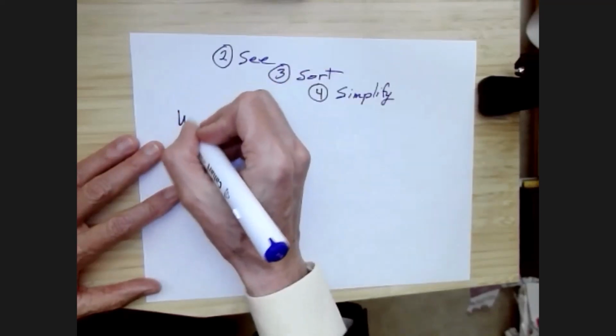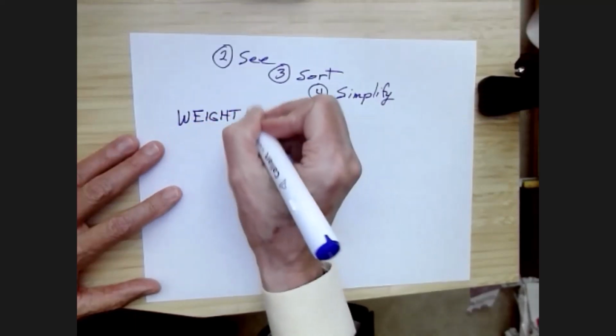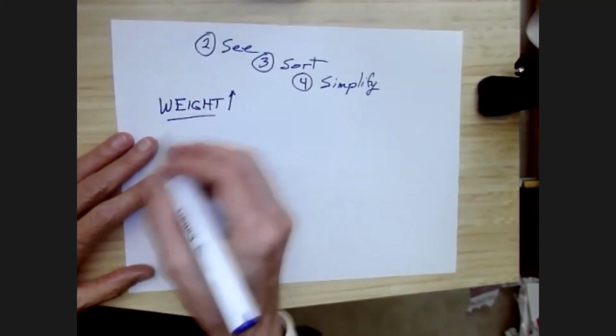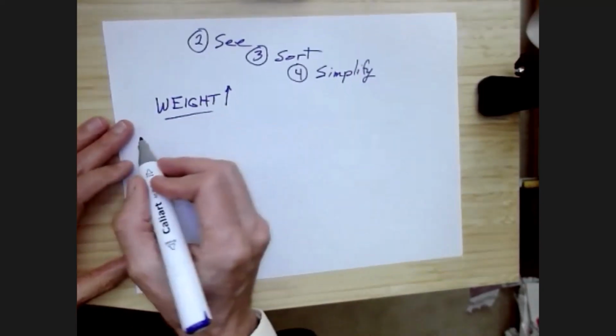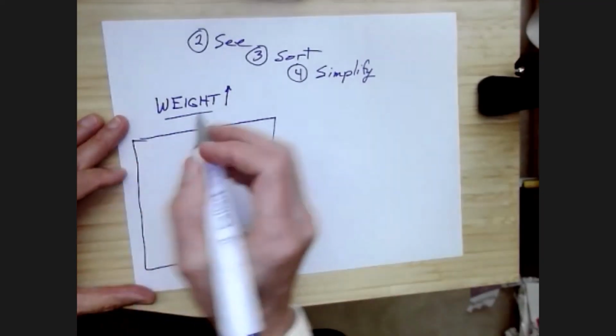So we want to think about weight gain. On weight going up, weight gain, what goes into weight? Well, it works like this. First, we want to just see some things. That's number 2. So we're going to look out here and think about what goes into it.